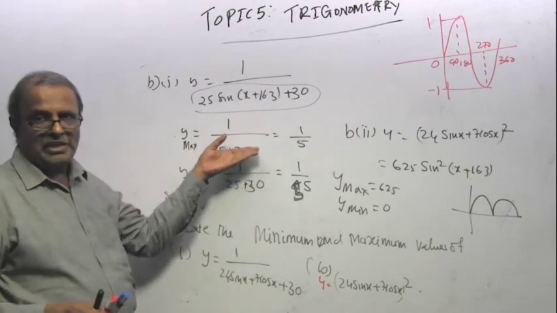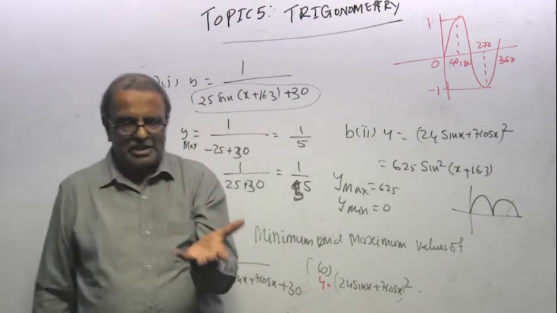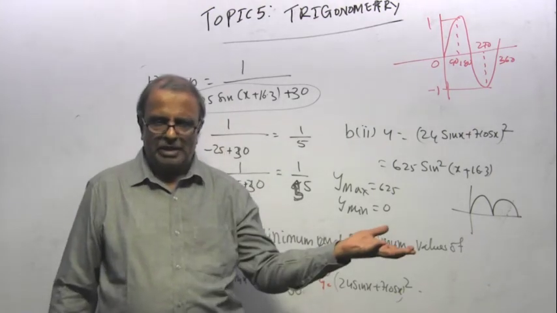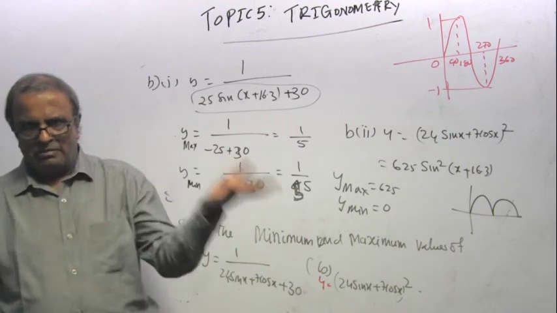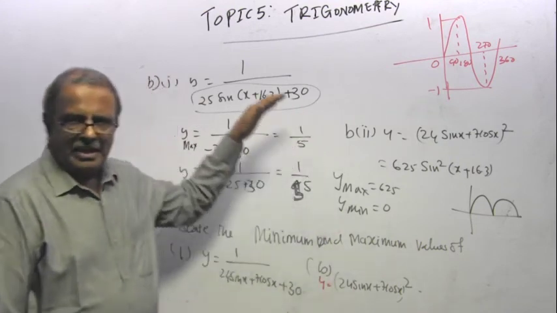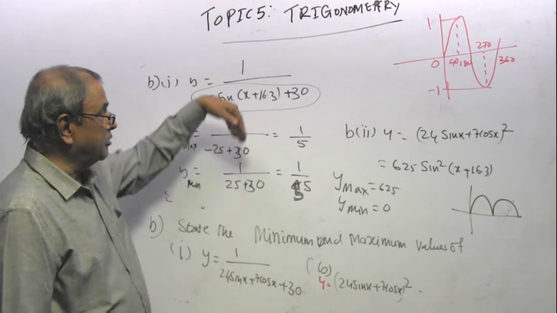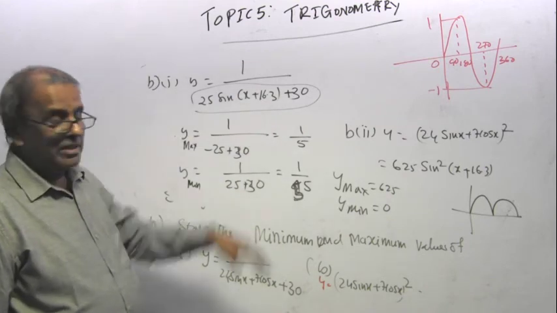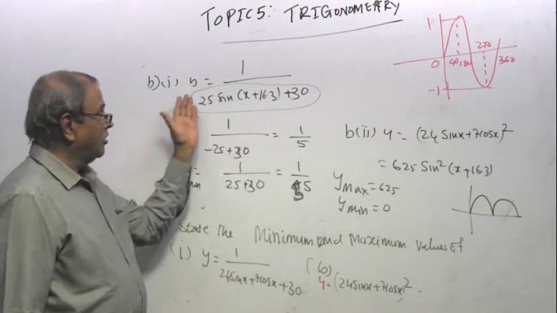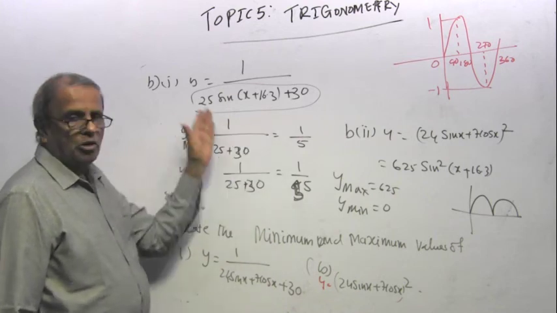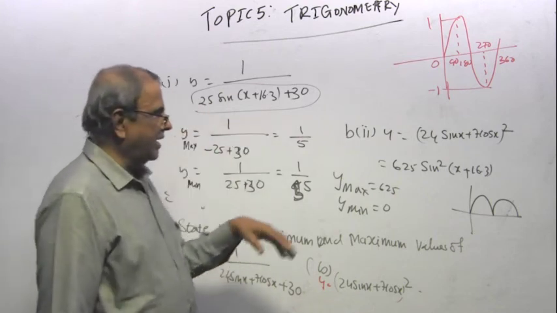Sometimes they ask you a fraction. Remember the rule, the fraction is minimum when the denominator is maximum. A fraction is maximum when the denominator is minimum. Don't worry, you will not get asymptotic behavior. It will just be in one quadrant. In other words, you will have the values which will not make the denominator 0. Okay? Next.